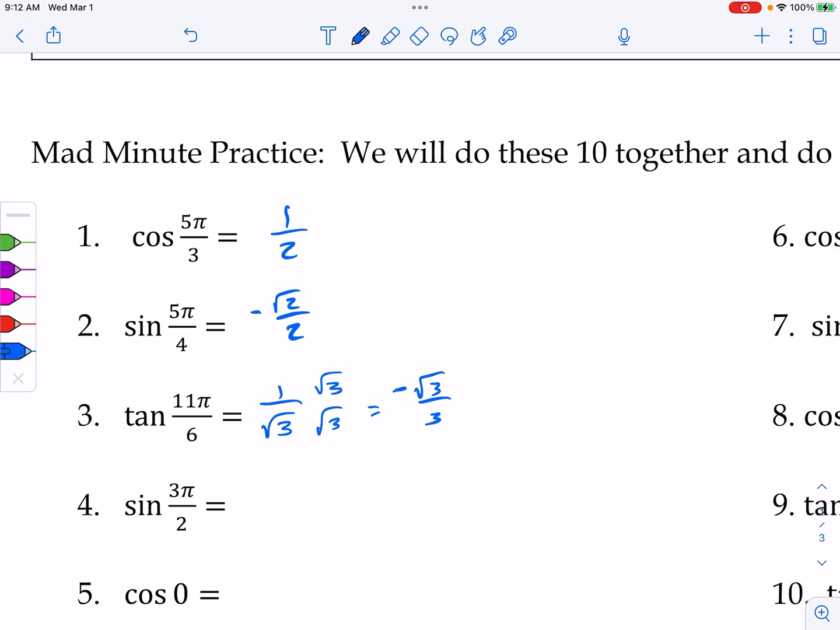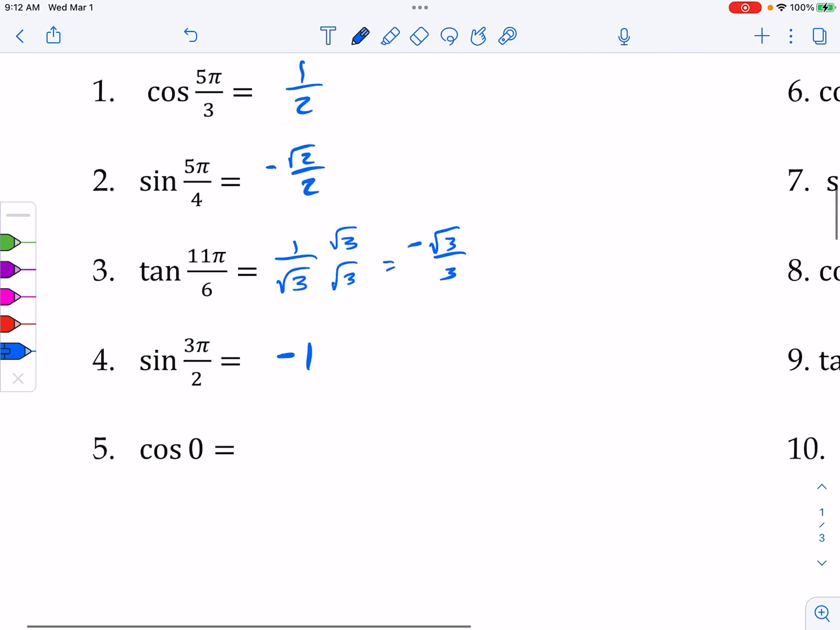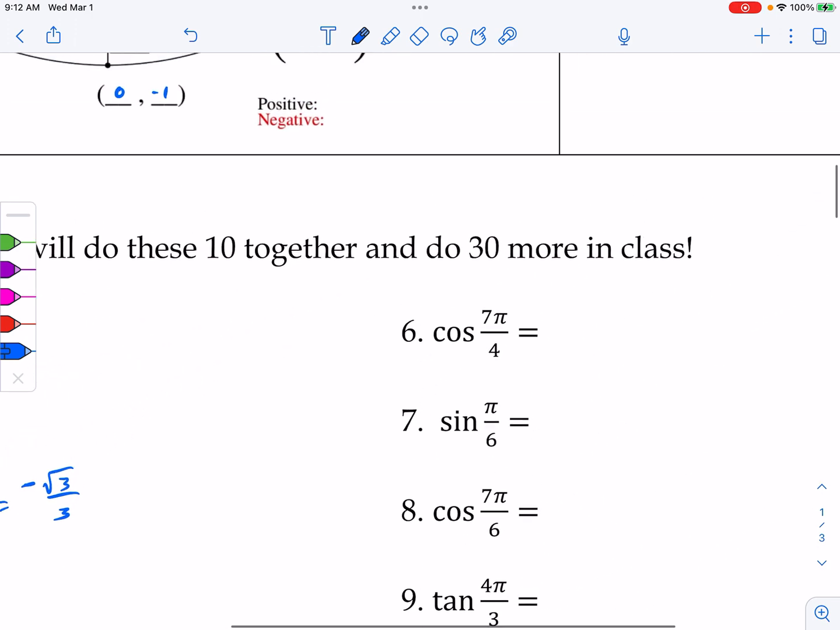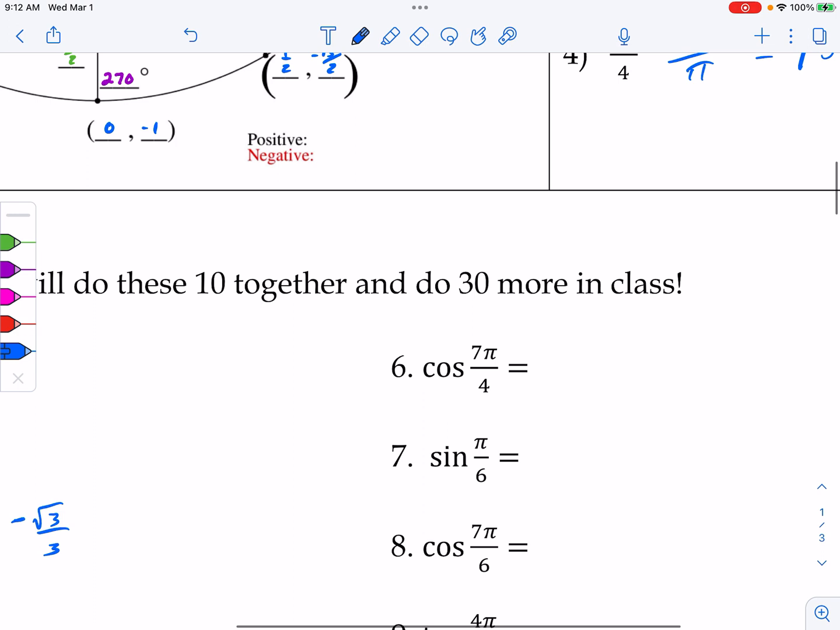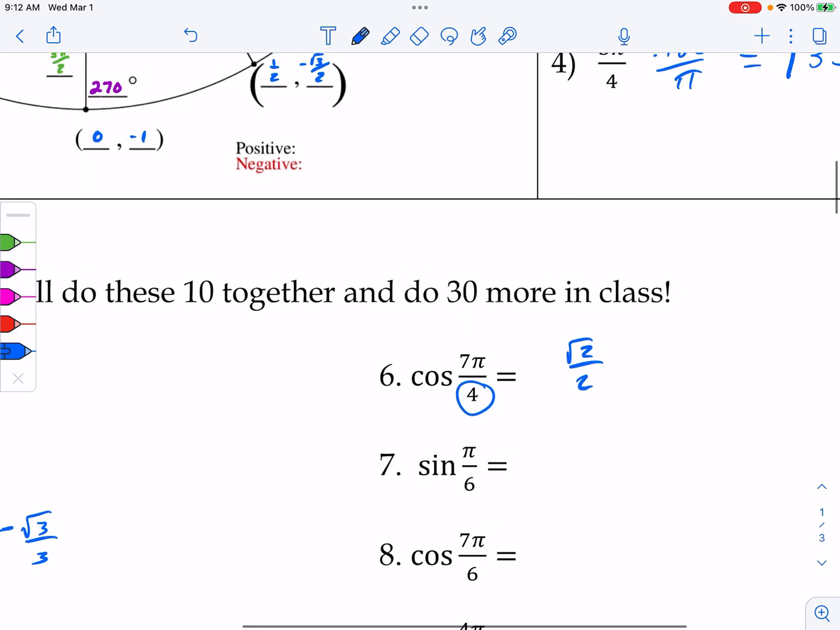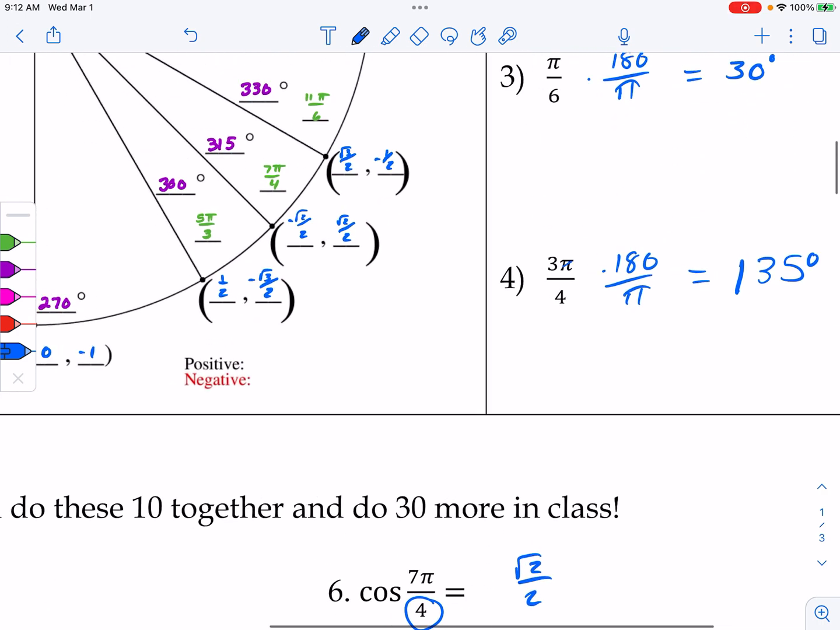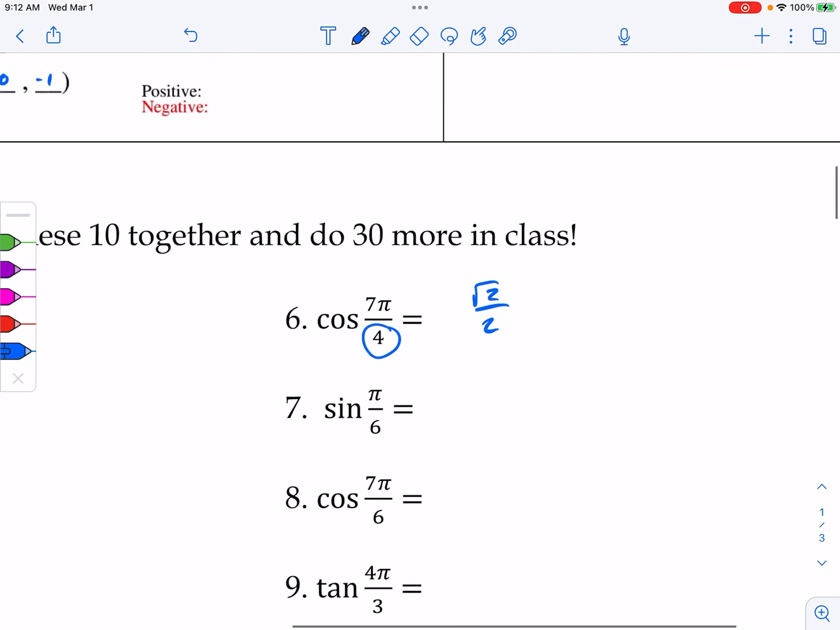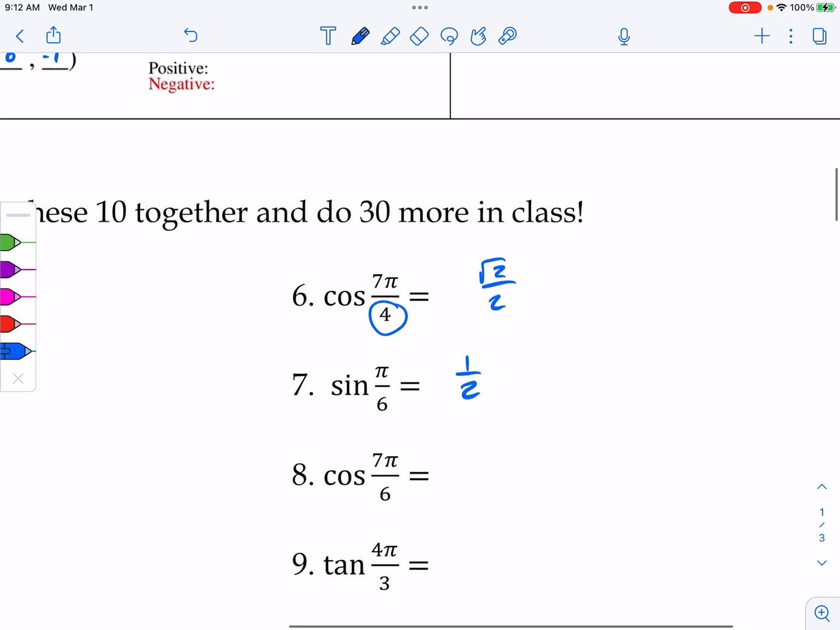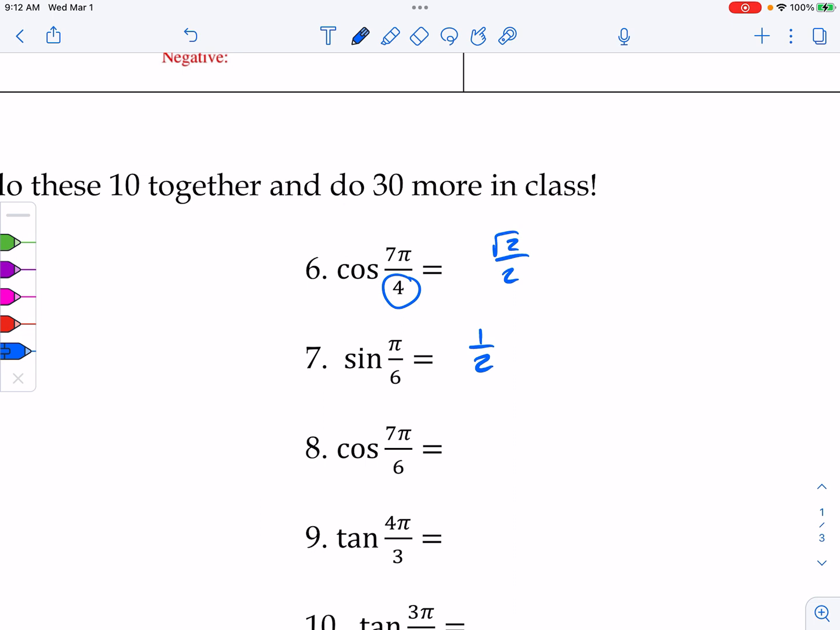The sine of 3 pi over 2, you should know it's negative 1. The cosine at 0 is 1. Those you should know without looking at. Okay, the cosine of 7 pi over 4, the bottom's 4, so this has to be root 2 over 2. The question is it positive or negative? 7 pi over 4 is in the fourth quadrant, so it's positive. The sine of pi over 6 is a half. The cosine of 7 pi over 6 is negative root 3 over 2.